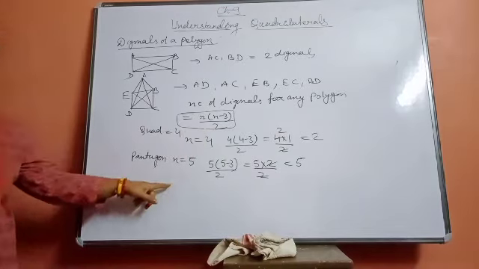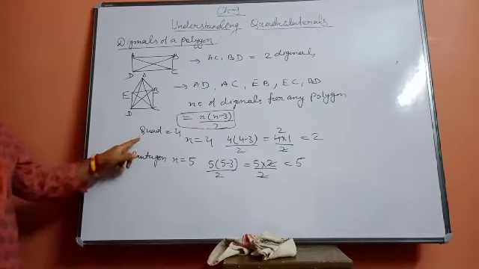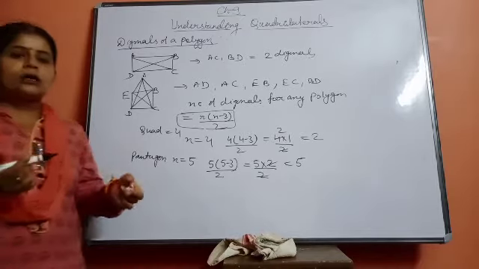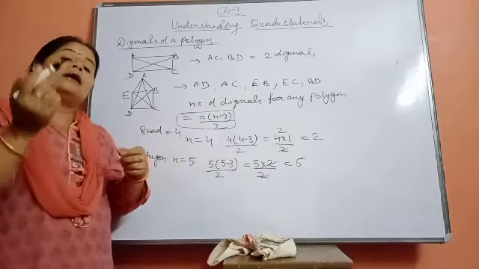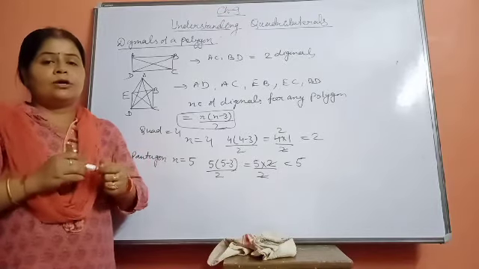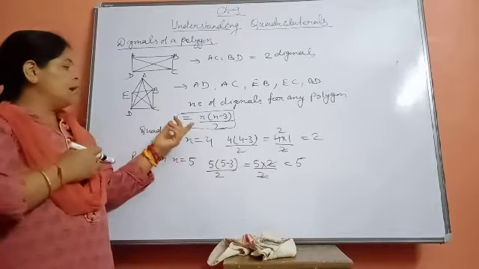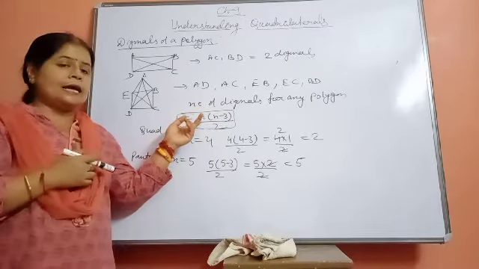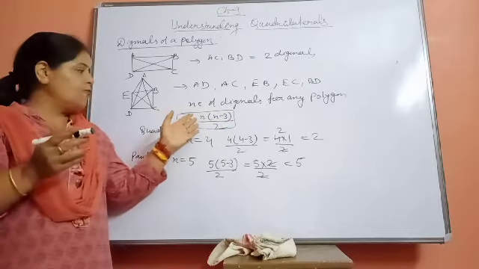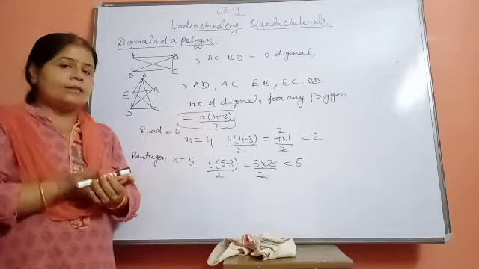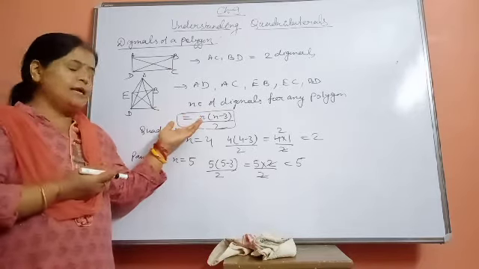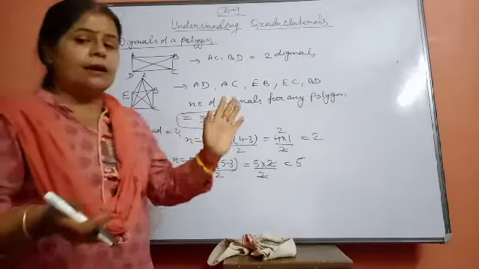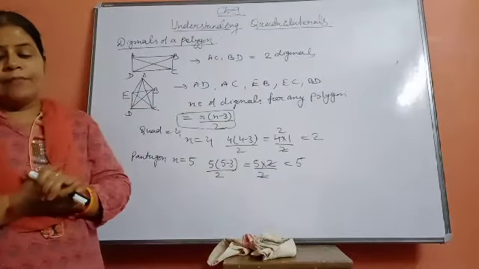I have verified this for the quadrilateral and pentagon, and you can verify it for the hexagon, octagon, nonagon. Suppose you are given a question like: find the number of diagonals for any figure having 20 sides, or 15 sides. In that case, if 20 sides are given then n will be equal to 20. If 15 sides are given, you take n as 15 and you can calculate the number of diagonals for any polygon.